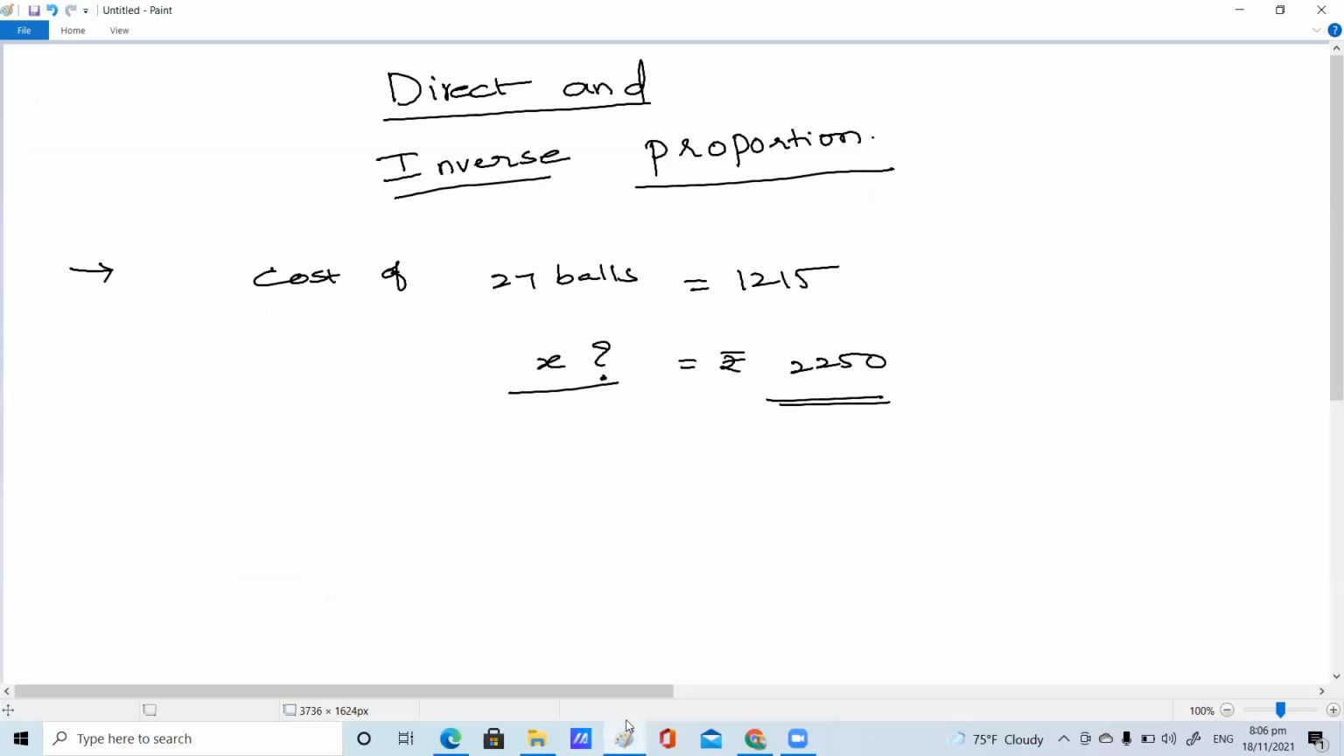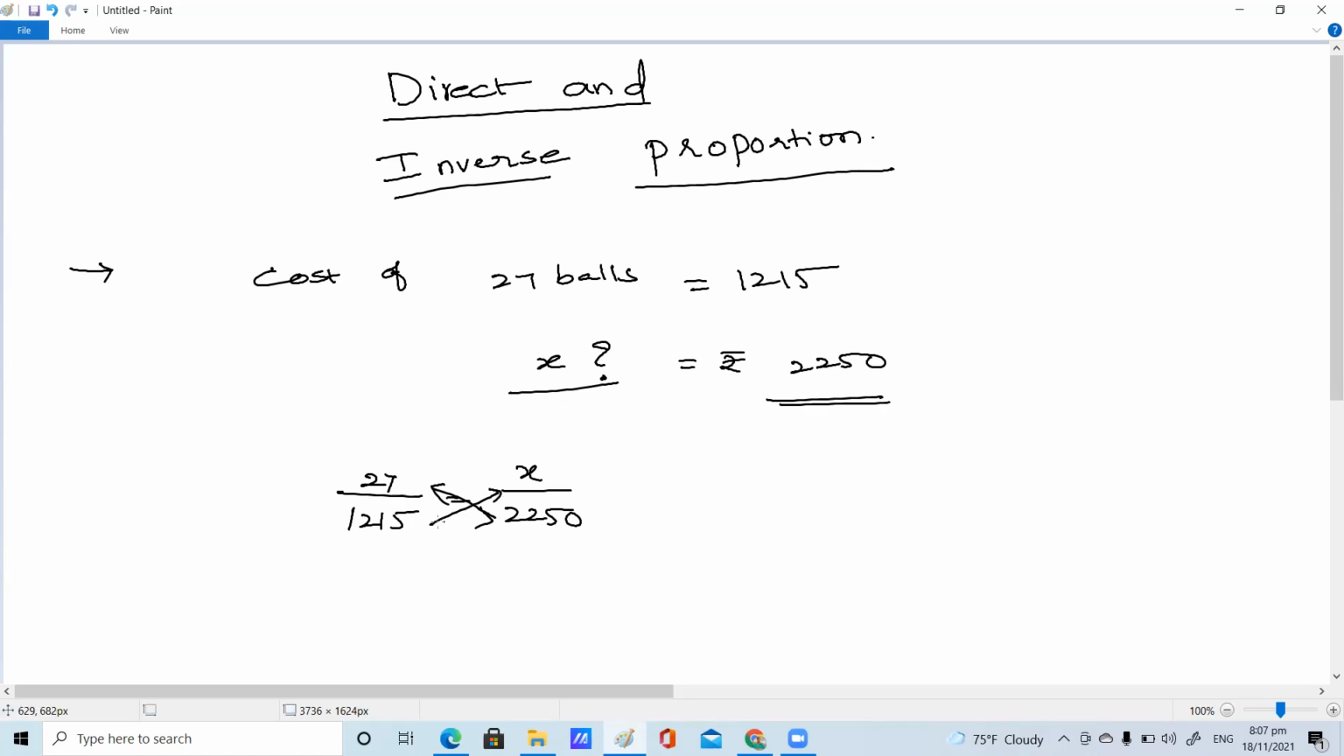Cost of 27 balls is 1215. For rupees 2250, how many balls can you purchase? Ma'am, first you have to make a table. No need, children. Direct proportion you can use, right? 27 balls, the amount is 1215. We don't know the number of balls, the amount is 2250. Come on, to solve this, the value of x, what should you do, children? You should multiply 27 with 2250 and divide by 1215. You will get the x value.